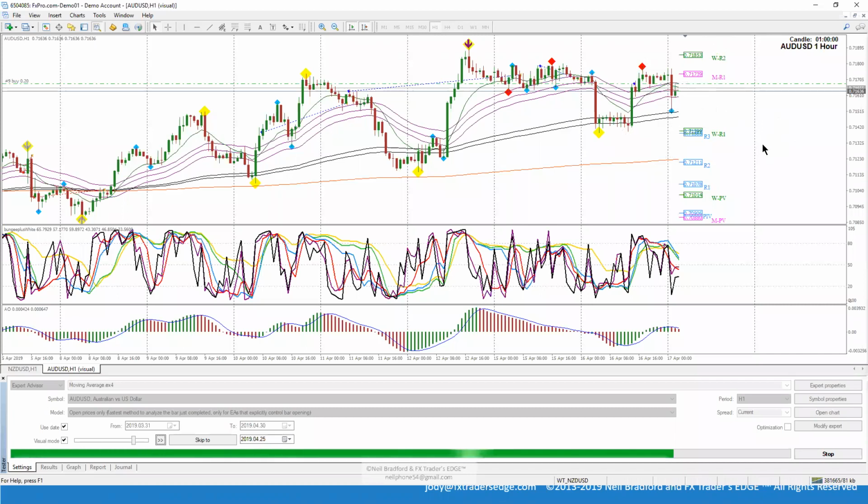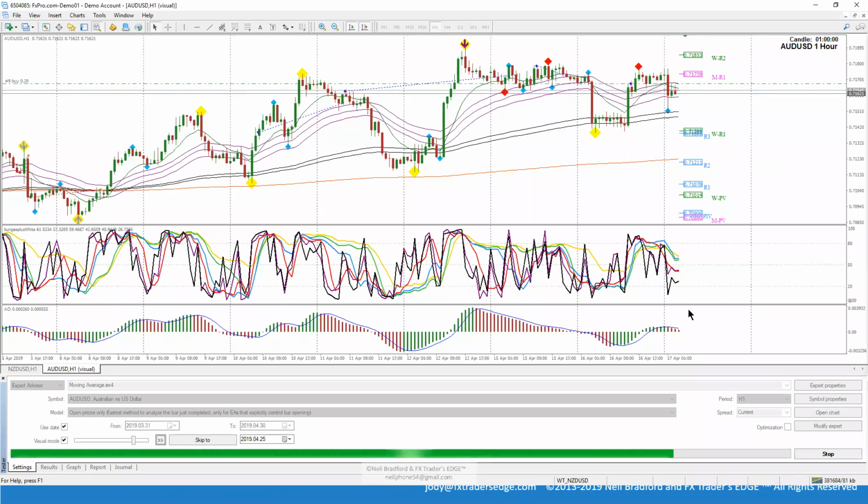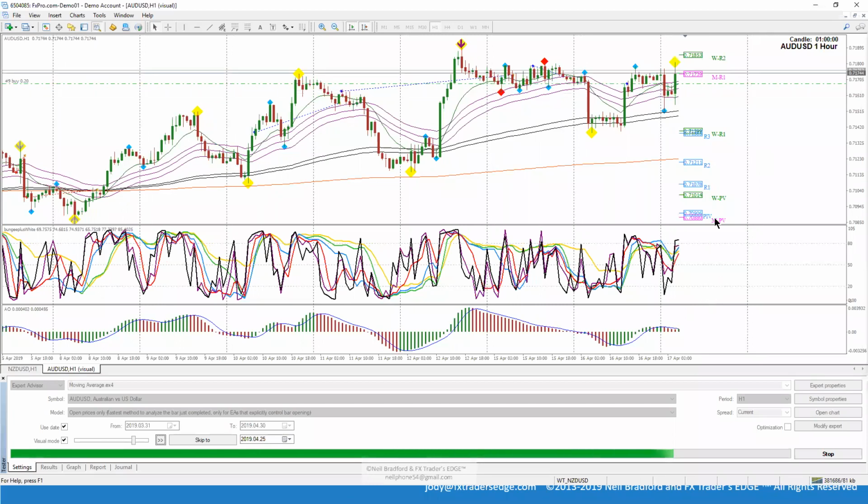Do you want to buy it now? Yeah, why not? It's probably going to come a little bit lower, actually. You might get a better price. No, it didn't. But we went higher.